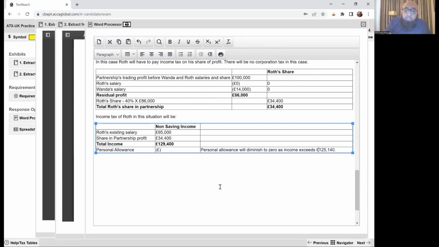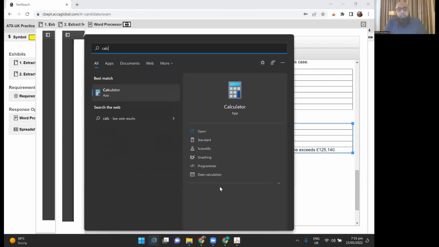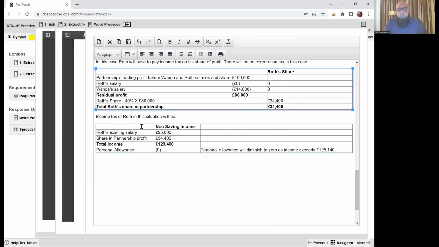Now, there is no qualifying donation or pension contribution here. Okay, please use your mind. Above 100,000, the allowance diminishes by £1 for every £2 excess. Now, your allowance is 12,570. Just pick your calculator. Let me calculate it with you in front of you people.